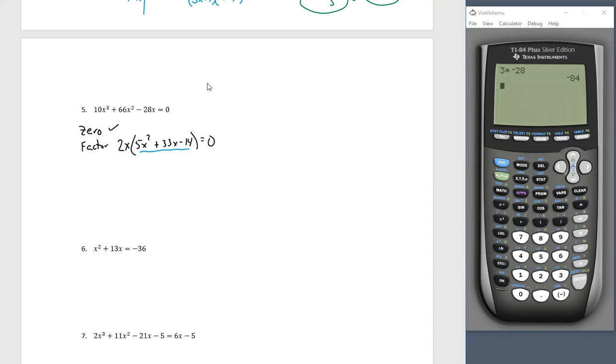So I'm going to use a little scratch work here. 5 times a negative 14 is negative 70. And I want to add to be 33. Well, that one turns out to be pretty easy. 70 is negative. I'm going to do 2 times 35. Since the 70 is negative, I know one of these is negative. They add to be a positive 33. So the 35 must be positive and the 2 must be negative.